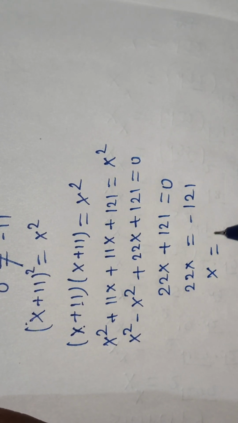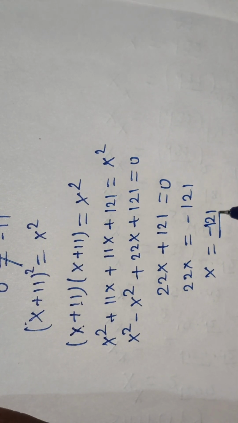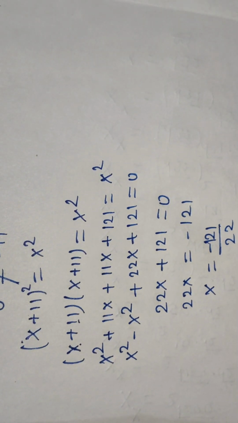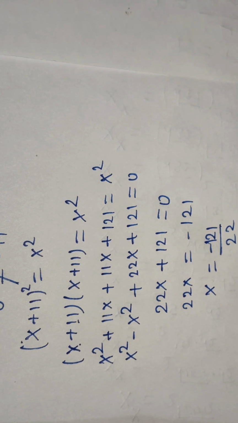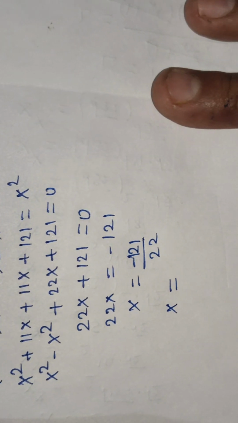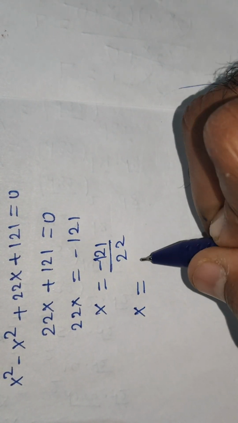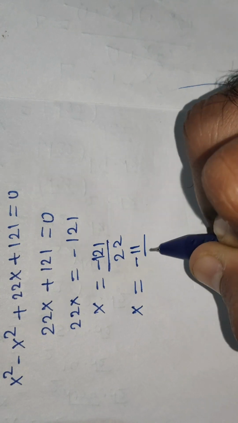Now x equal to minus 121 divided by 22. x equal to minus 121 divided by 22, which means minus 11 by 2.